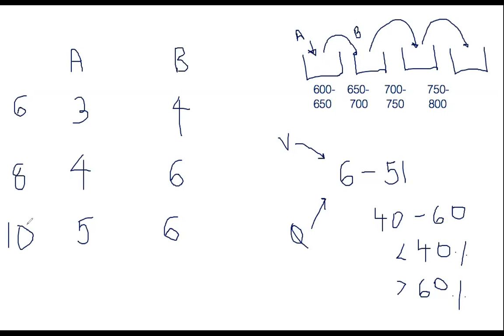Now we have already done 24 questions. How many questions are left? 12 more questions. In this, A gets 6 questions right, and B also gets 6 questions right. Now, B is in the 750 to 800 bucket, whereas A is in the 600 to 650 bucket. So the final score may come out that A has scored, let's say, 620 and B has scored 760.